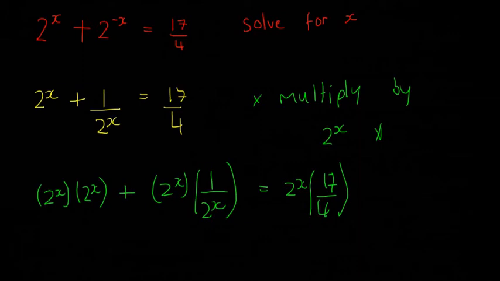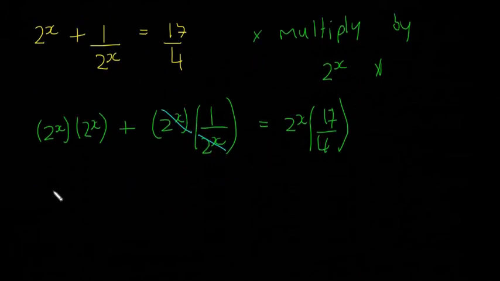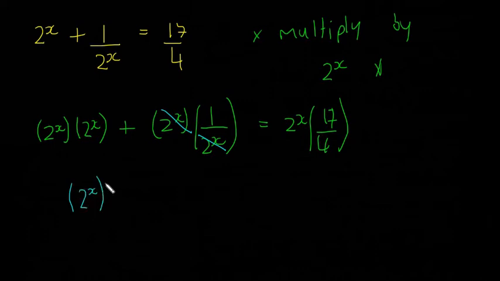So then some things here are going to cancel. The 2 to the power of x here is going to cancel with that 2 to the power of x, and we're going to be left with 2 to the power of x squared here plus 1, because there's going to be 1 left, is equal to 2 to the power of x by 17 over 4. And then I'm going to multiply everything by 4 just to get rid of that fraction.